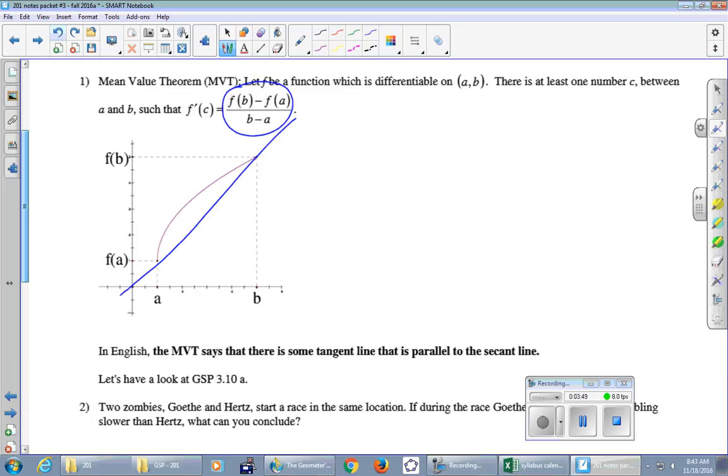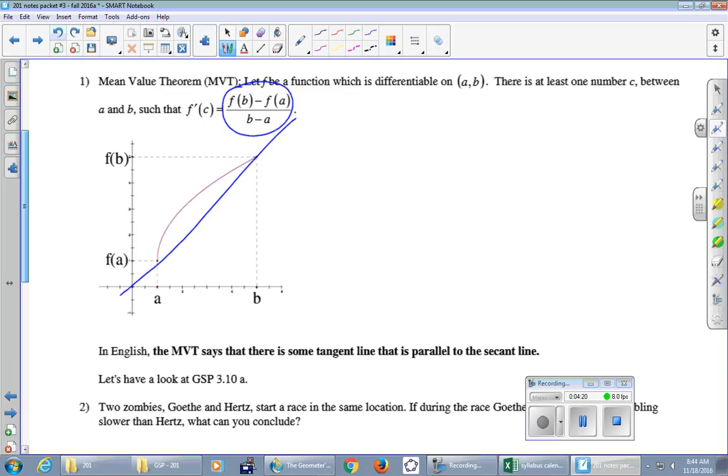The left-hand side of this expression is f prime of c. We know that the derivative is the slope of a tangent line. C is just some point between a and b. So we don't know exactly where c is, but what we're saying is that the slope of the tangent line at this point c is equal to the slope of that secant line. What can you say about 2 lines that have equal slopes? They're parallel. So all this theorem is saying is that there is some tangent line between A and B that is parallel to that secant line.